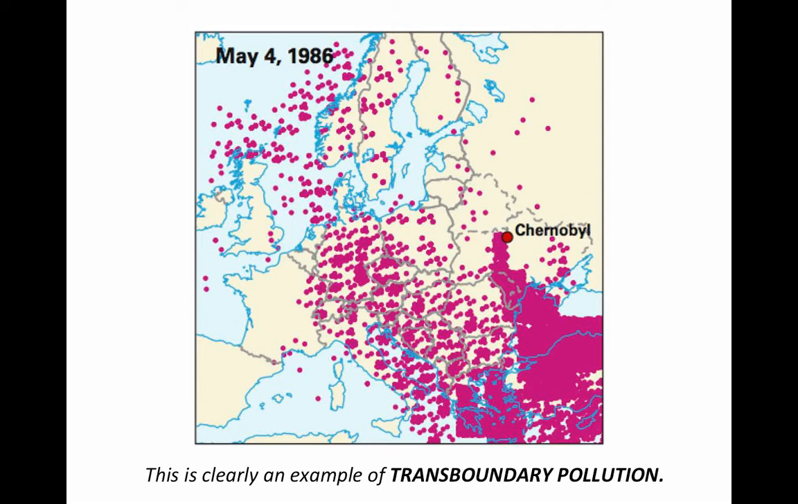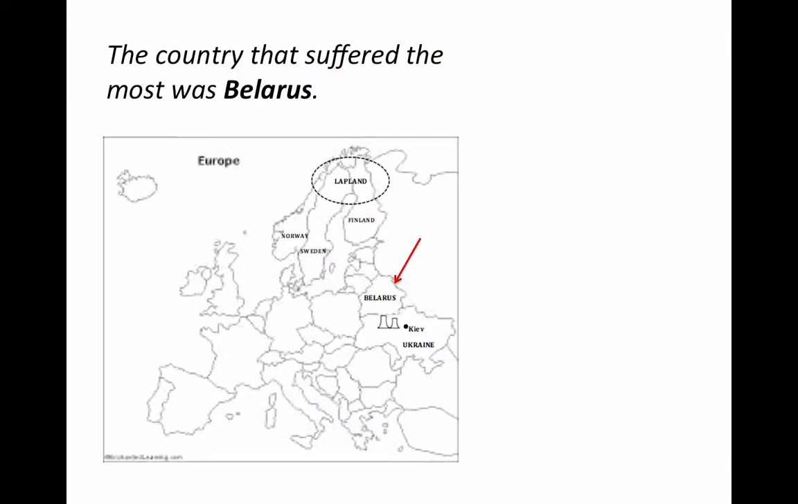Countries close to the disaster suffered the most. The country most affected by Chernobyl was Belarus. As you can see on this map, Belarus borders Ukraine to the northwest. About 70% of the radioactive dust from Chernobyl fell on Belarus. And there were 2 major problems with this.